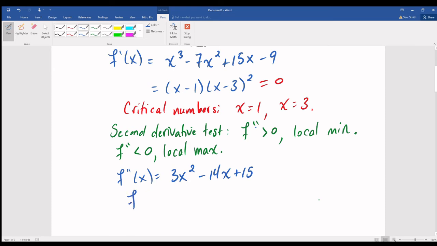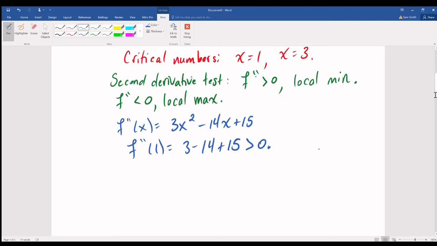And if I plug in the first critical number of 1, I get 3 take away 14 plus 15, which is certainly some positive number, whatever it happens to be. Since the second derivative is positive, the function is concave up in the vicinity of x equals 1. And because of that, x equals 1 is a local min.